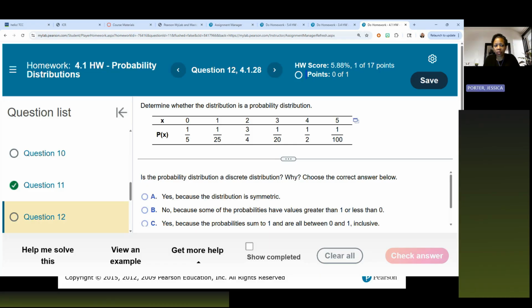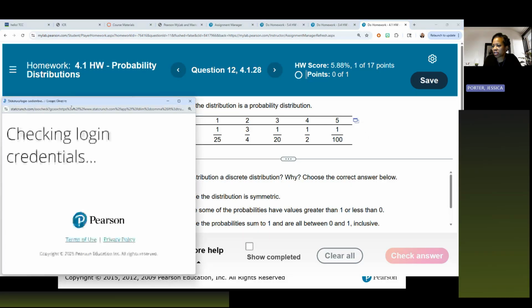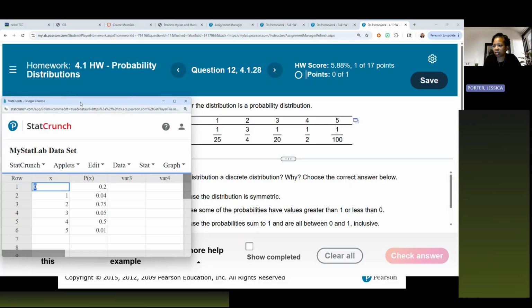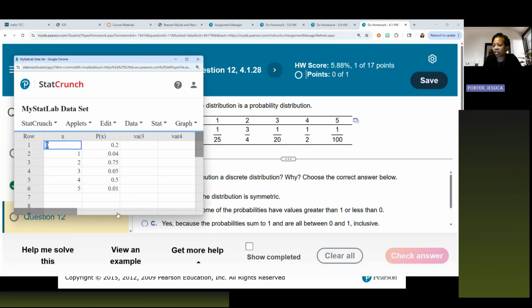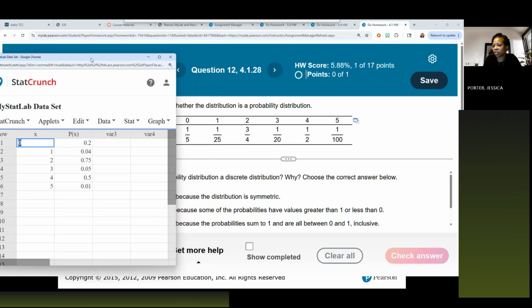One thing I'll point out while you're calculating is that if I click on this double window and I open it up in StatCrunch, something interesting happens. I just discovered this 2 seconds ago. They convert everything to decimal for you. Notice that? So 1/5 is 0.2, 0.04, 0.75.